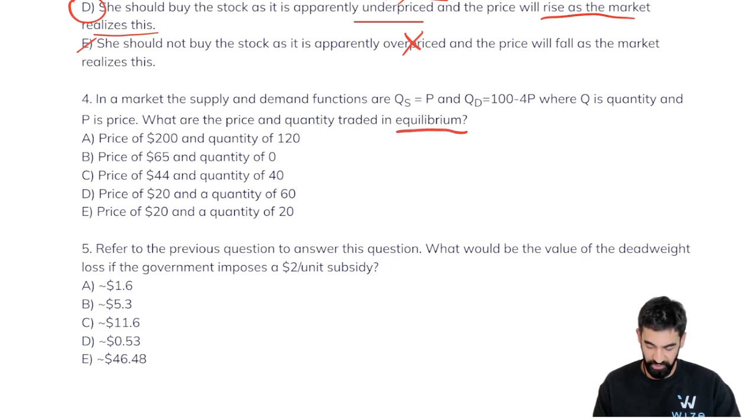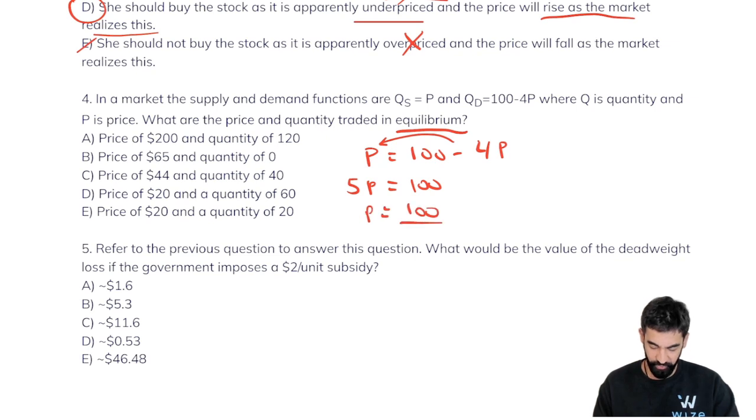That's easy. Just make them equal to each other. So QS is just equal to P. So it's P equals 100 minus 4P. Make them equal. So I bring negative 4P to the left. It's going to become P plus 4P, which is 5P, equals 100. P is going to be 100 divided by 5, which is 20. And then Q is just equal to P. So Q just equals 20.